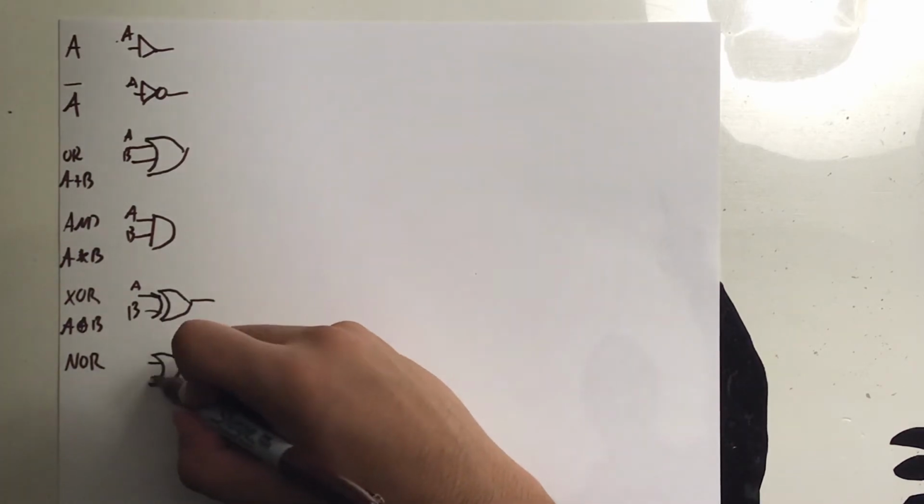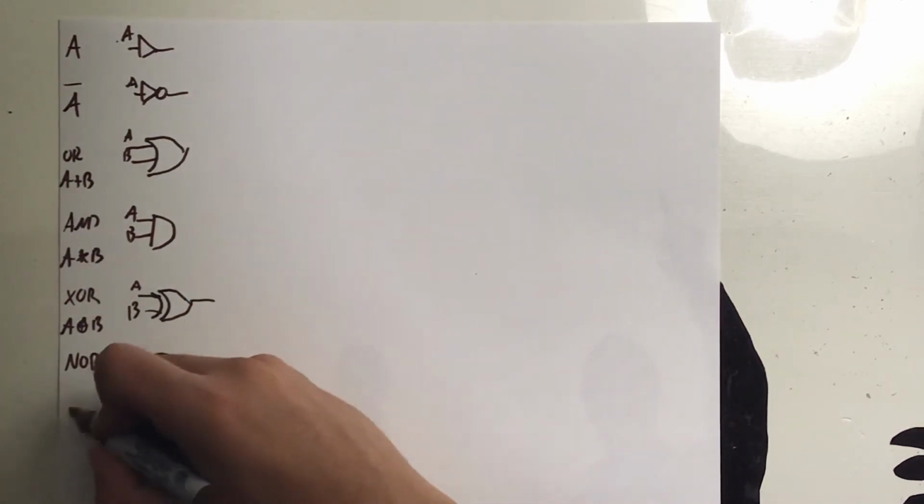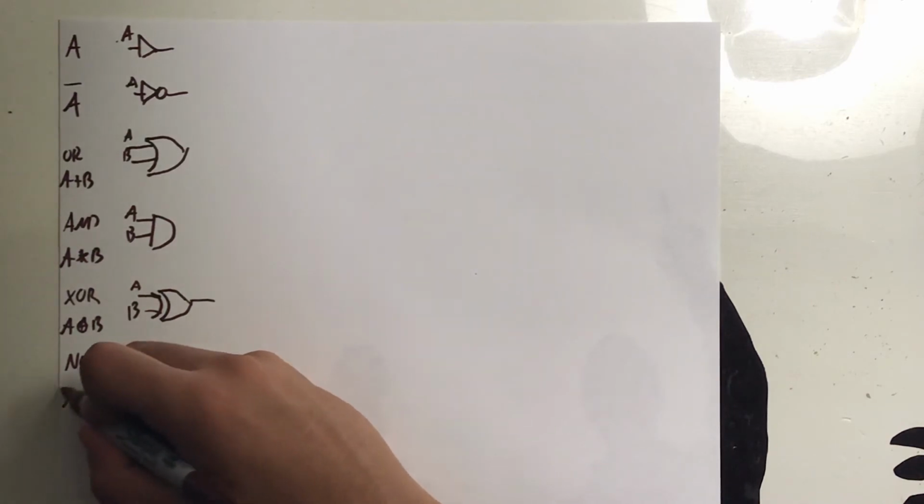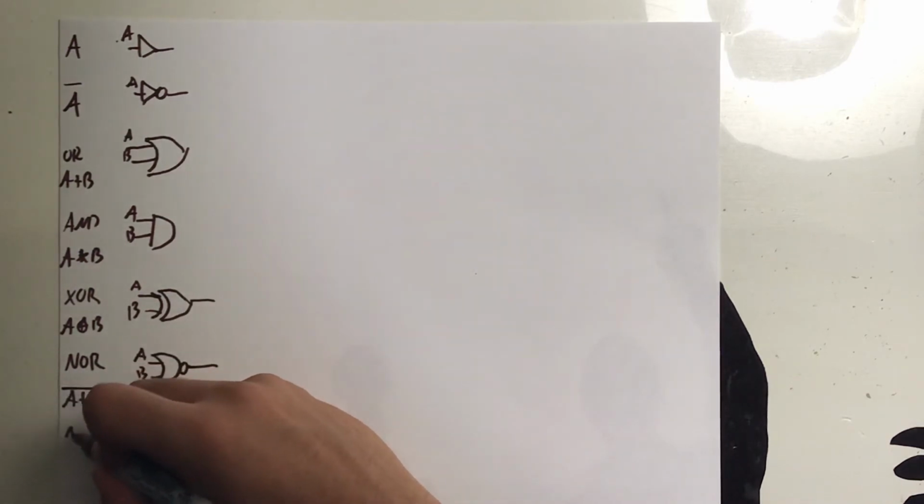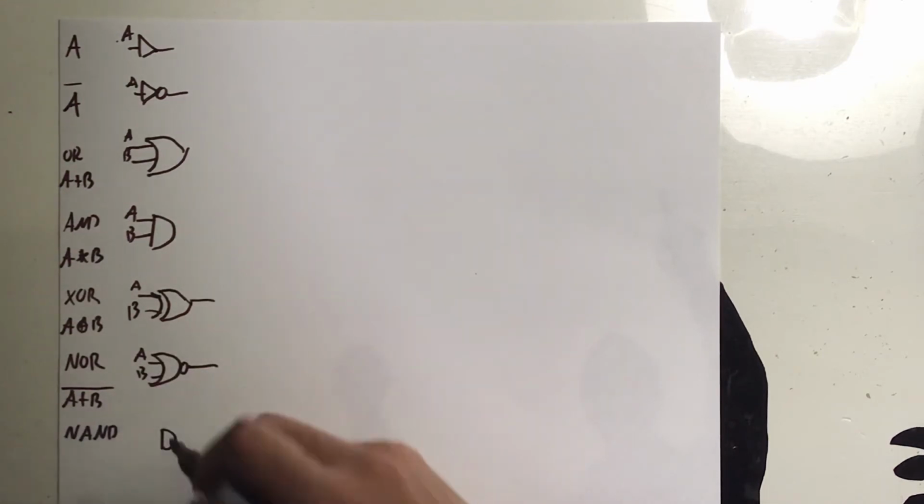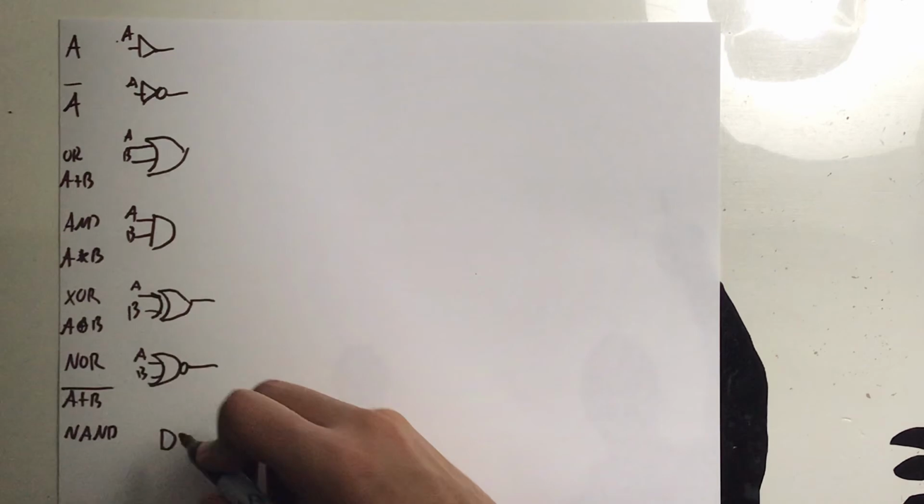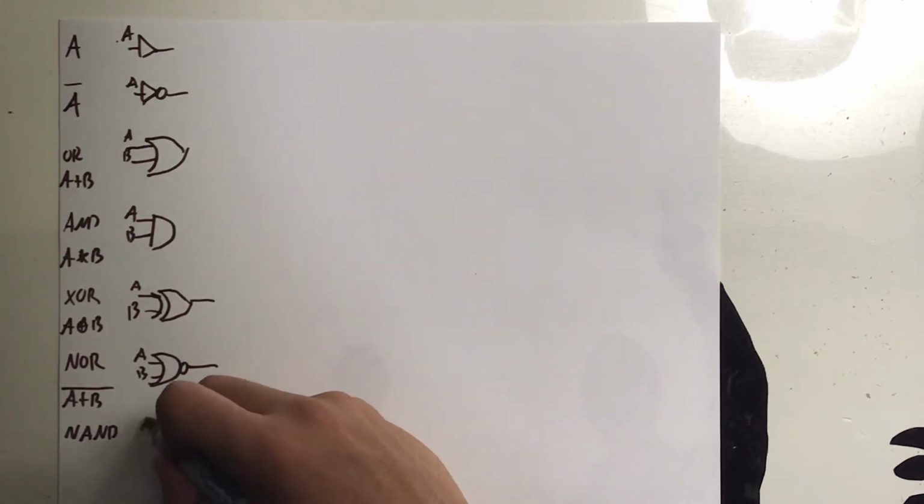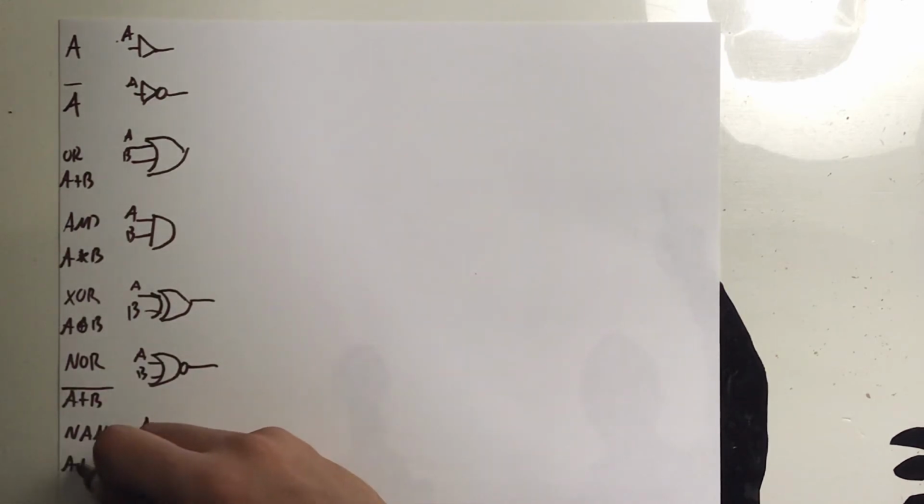So now if we have A and B, it's gonna be A or B, and then the whole thing gets knotted. If we want to do NAND, which is not and, it's gonna be the same, and, but with the circle at the very end. A, B. So that's gonna be A times B, and the whole thing gets knotted.